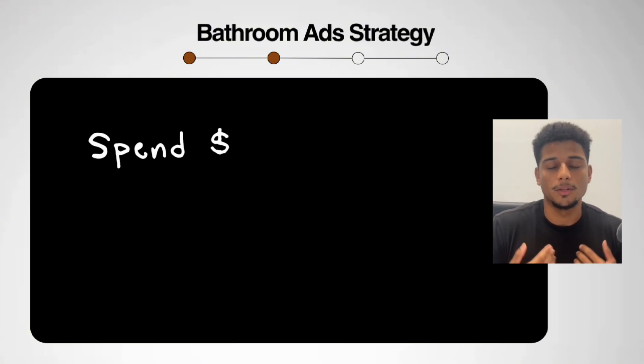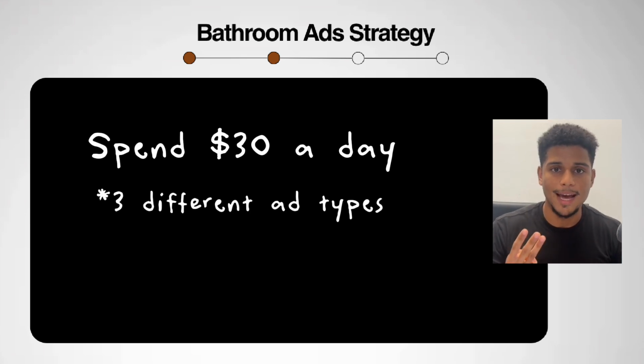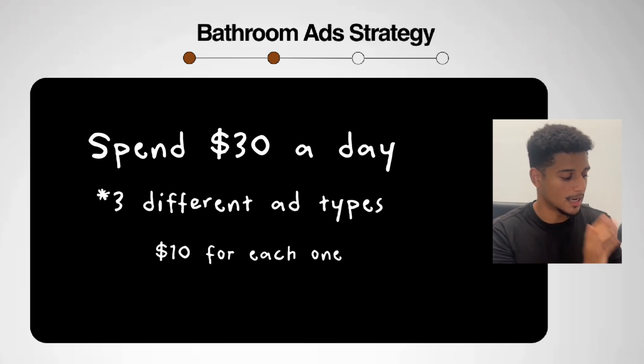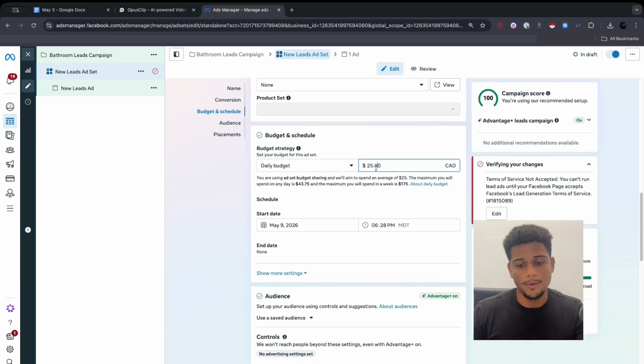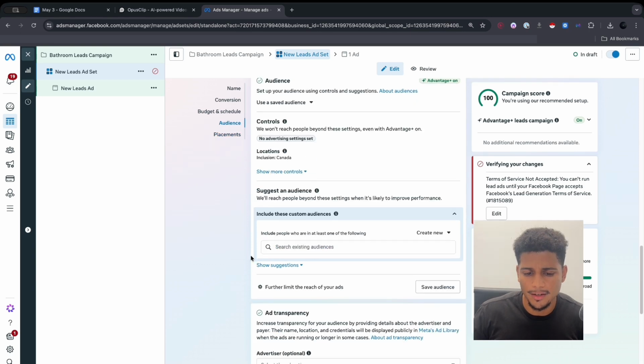And then if you want to spend $30 a day and you have 3 different ad types that you want to test, then I would split it into $10 for one ad set, $10 for the other one, and $10 for the third one, right? So if that was the case, I would just come here and then be like $10. And then you're gonna keep going. Nothing else really to touch here.